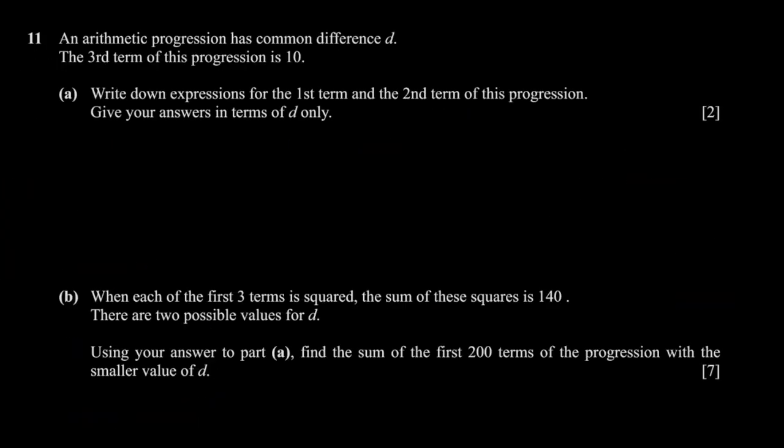Okay, then question 11, which is an arithmetic progression question. We've got an arithmetic progression that's got a common difference of d. The third term of this progression is 10. Write down expressions for the first term and the second term. Give your answers in terms of d only. Well, I think it should be fairly straightforward. Imagine we've got a progression. We've got a first term, a second term, a third term, a fourth term, and so on and so forth. And we're told that the third term is 10.